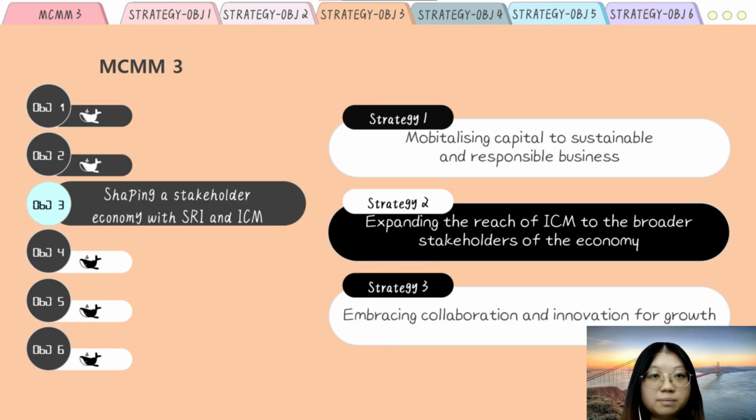Next is Objective 3, shaping a stakeholder economy with sustainable and responsible investment, which is also known as SRI, and Islamic capital market, which is also known as ICM. There are 3 strategies to achieve this objective. The first strategy is mobilizing capital to sustainable and responsible business. Nowadays, the entities in Malaysia need to put a lot of investment into the acquisition of green or environmentally friendly technology into their business. The next strategy is expanding the reach of ICM to the broader stakeholders of the economy.